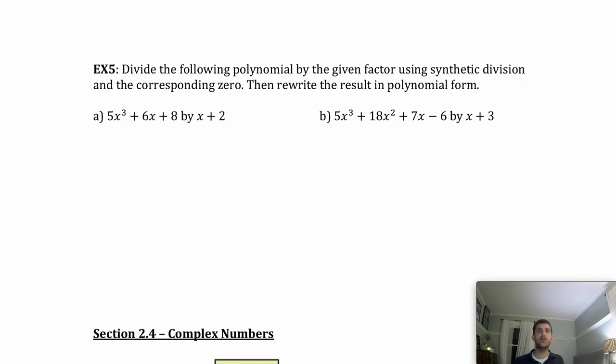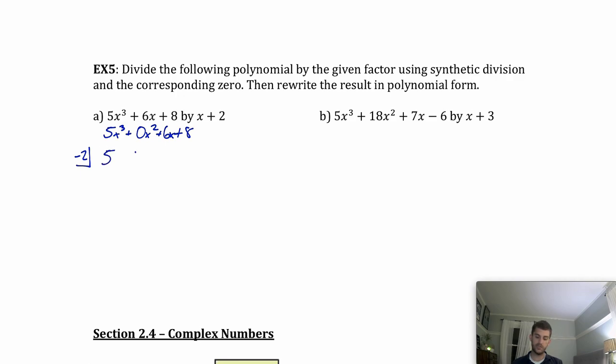So we're asked to divide the polynomial by a given factor using synthetic division and the corresponding 0, and then we're going to rewrite it in polynomial form. So, first one here, we've got 5x to the third plus 6x plus 8. It's missing the x squared term, so we got 5x to the third plus 0x squared plus 6x plus 8, and we're dividing that by x plus 2. So let's set it up. In the box is going to be the 0 of our divisor, so we're going to do negative 2. So x plus 2, negative 2 makes it equal to 0.